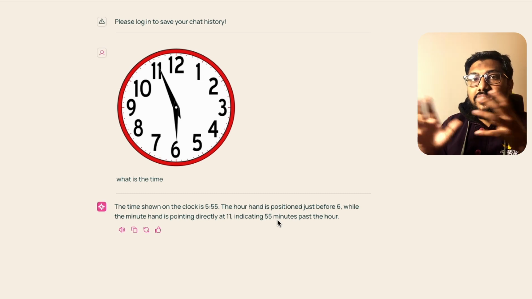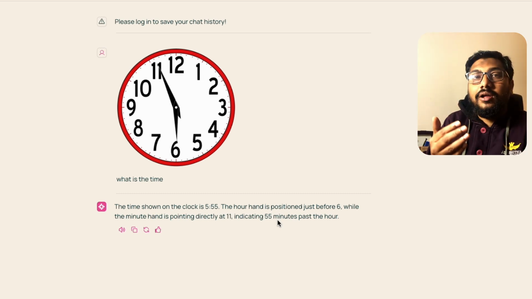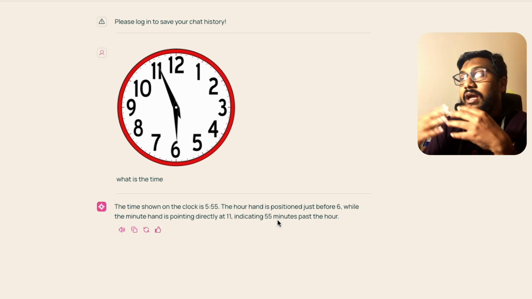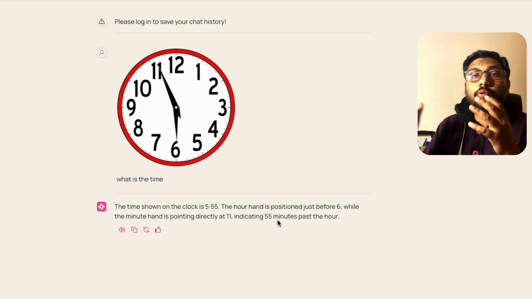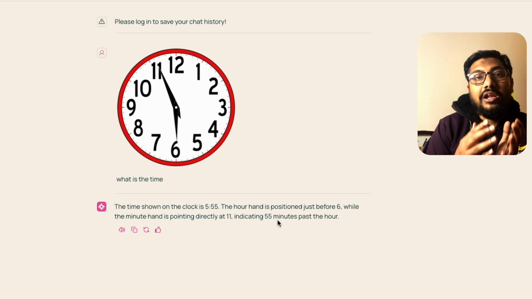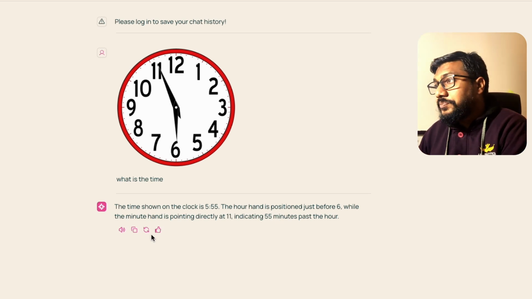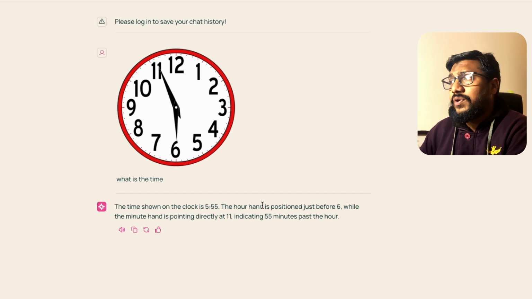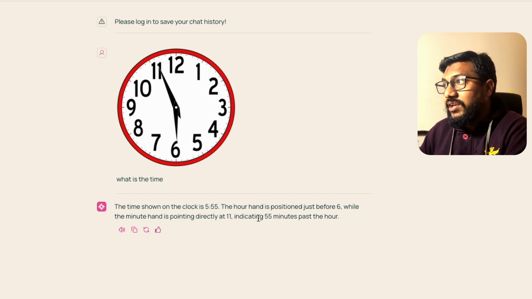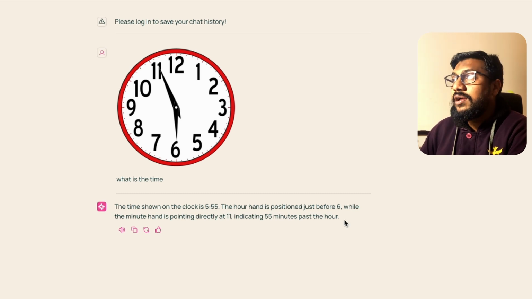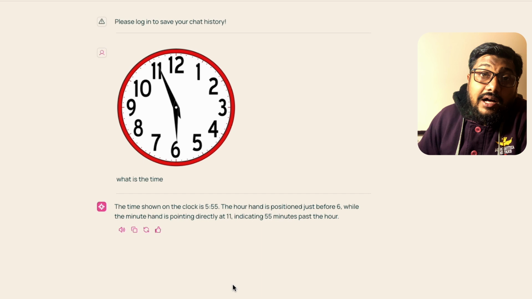This model has a very different kind of architecture than a typical vision language model. It uses OpenAI CLIP as a backend and the Qwen 2 7 billion parameter model as the language model. The time shown on the clock is 5:55. The hour hand is positioned just before 6, while the minute hand is pointing directly at 11, indicating 55 minutes past the hour. I want to just ask the model, are you sure?